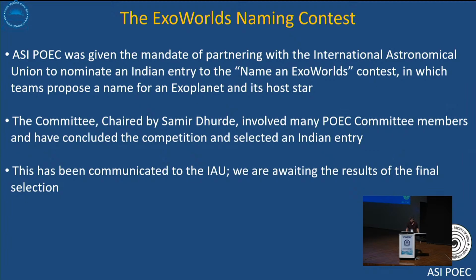We also worked with the International Astronomical Union to host the Name an Exoworld contest, where the idea was different national teams would propose a name for an exoplanet and its host star. And every country had a designated organization. For India, it was POEC to select an entry and send it out to the IAU. Samir Durde was put in charge of coordinating this, and many ASI POEC associates. Many of us were involved in judging this. I will not be able to disclose anything else at this point in time, but the names have been selected and are out with the IAU, who will make the final selection. We just recommended the names.